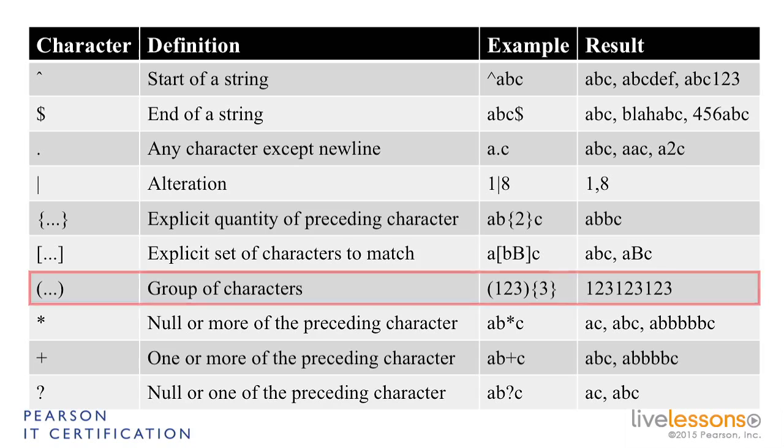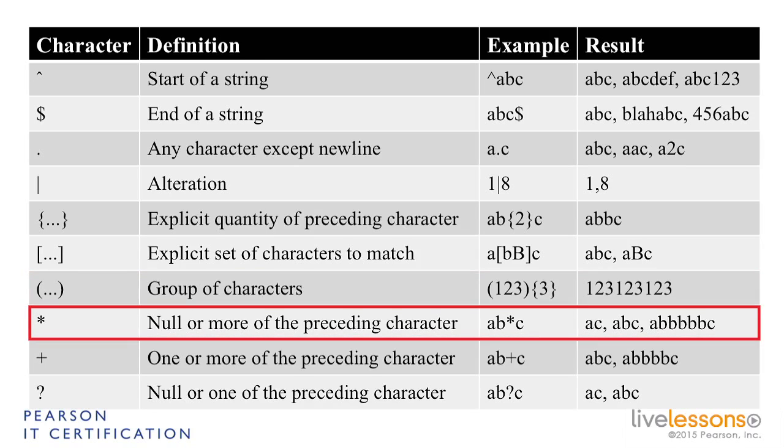Then we have star, which is also known as asterisk, which matches null or more of the preceding character. So if you look for a, b, star, c, you would get a match on ac, because that's a match of null times b, or on abc, or on abbbbc. And whatever amount of b's you have in your regular expression would match.